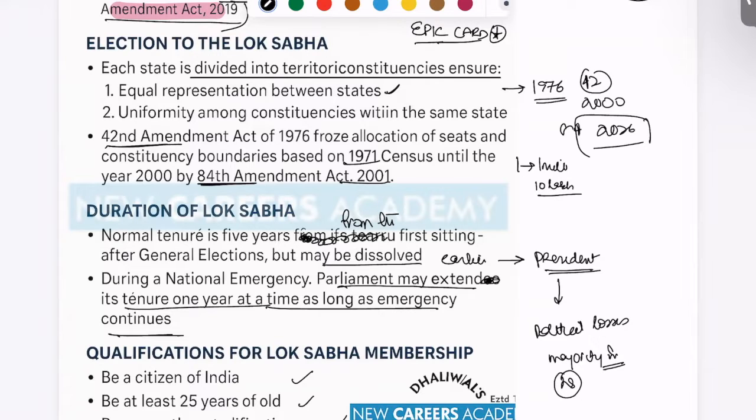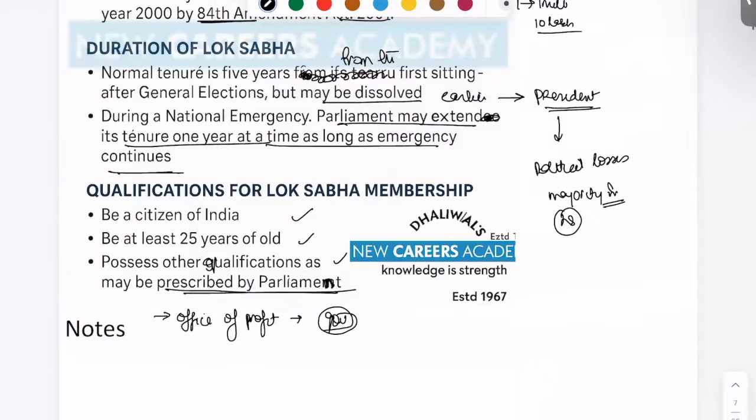Okay. Now we come to the duration of Lok Sabha. What's the duration of Lok Sabha? Maximum of 5 years. It can be extended only in an emergency, if it's a national emergency, not a state emergency. Is it clear? Maximum duration 5 years. It can also depend on the pleasure of the president.